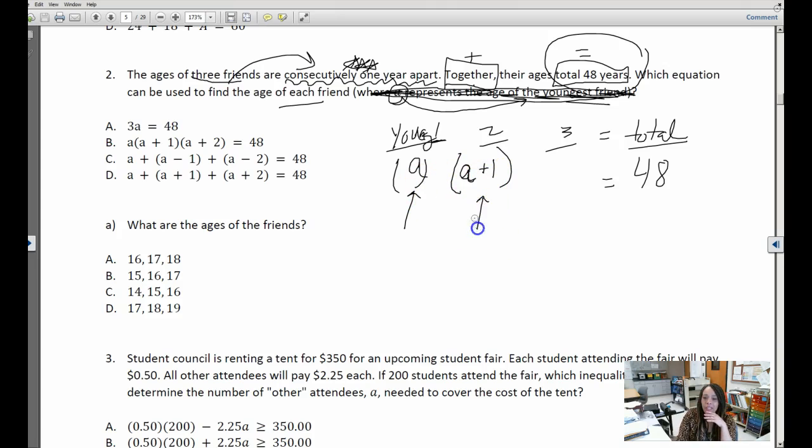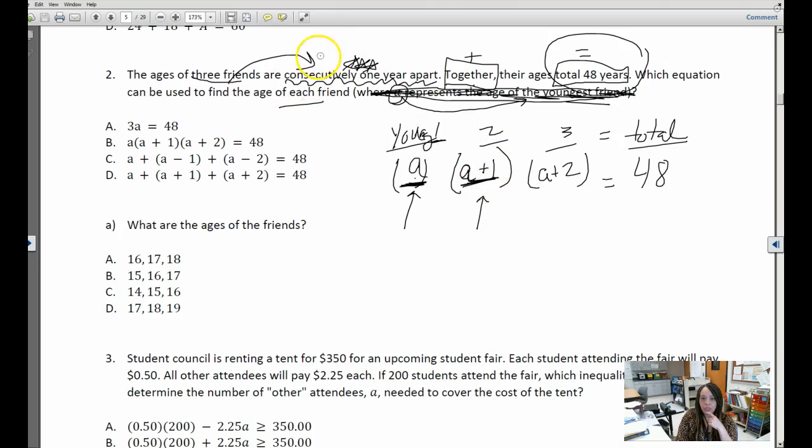So the second one, if this friend is A years old, this one is his or her age plus another year. But then the next one would be age plus 2 years, because it goes 1 year, then 2 years. If I had 5 friends, it'd be A plus 1, A plus 2, A plus 3, A plus 4, because of the 4 friends plus the first one, okay? So that's how I set up consecutive word problems.